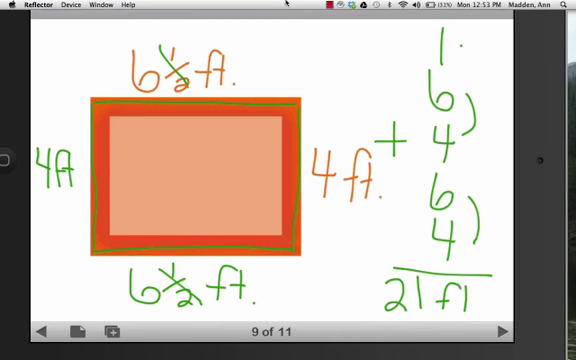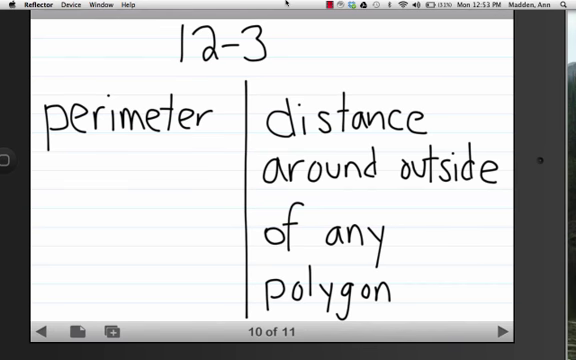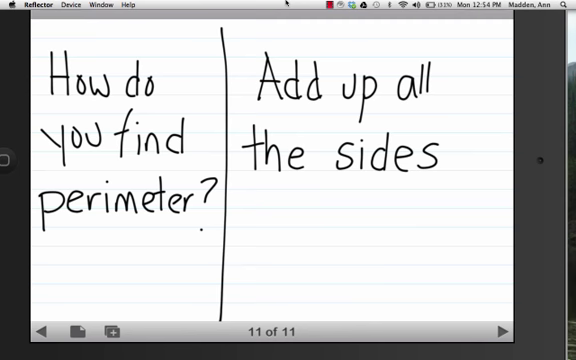All right, let's take out your notes. 12-3 at the top. The first definition is perimeter. Perimeter is the distance around the outside of any polygon. A polygon, remember, is a shape. So the distance around any type of shape. How do you find the perimeter? You need to add up all the sides.